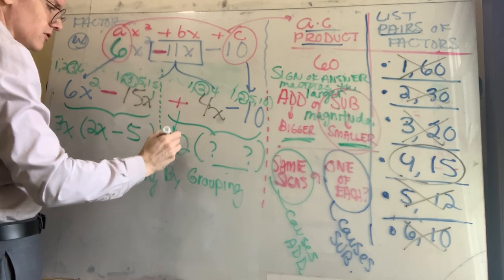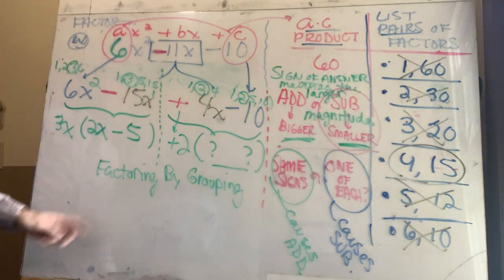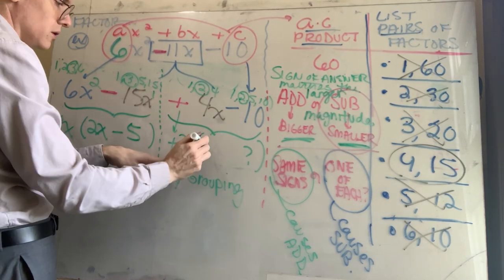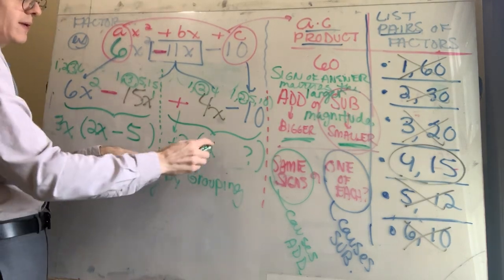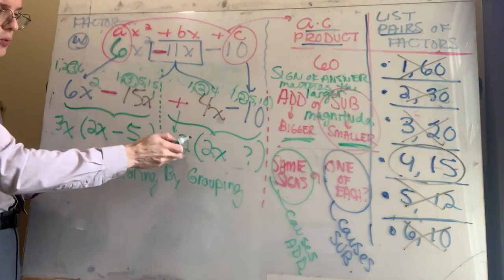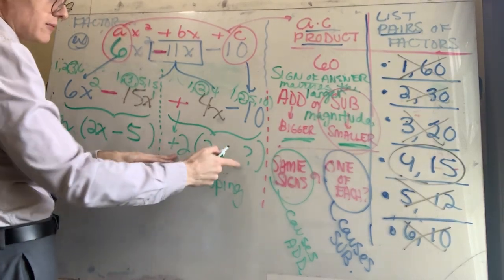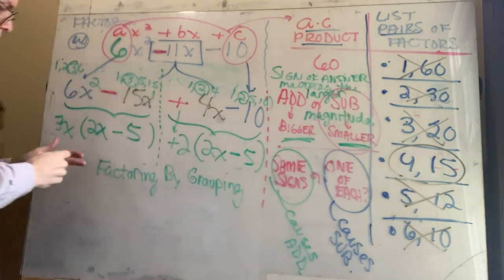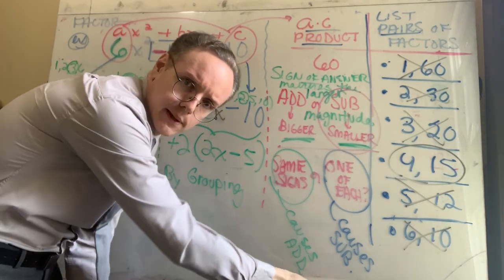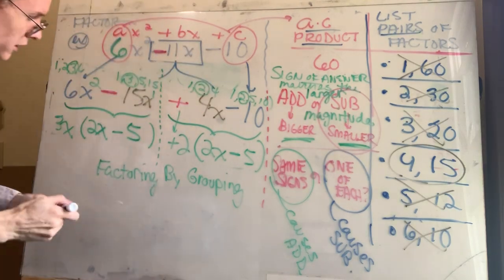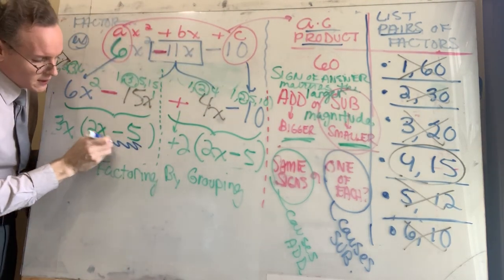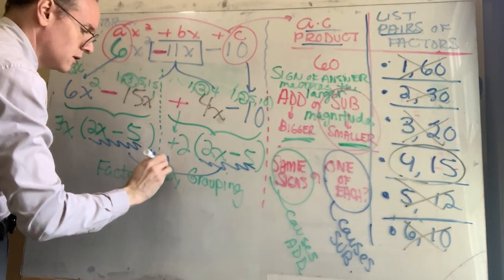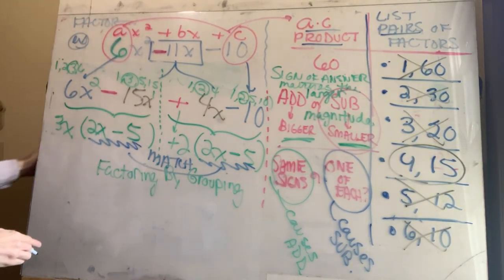And again, I'm going to borrow this plus. And then you figure it out backwards. 2 times what would be 4? Another 2. And it would need to have an x attached to it because we don't have one on the outside. 2 times what is negative 10? Minus 5. Okay. Now, what you're hoping will happen did. The junk that's sitting in here and in here match. Therefore, it's going to factor this way.